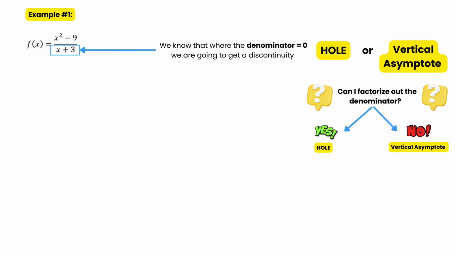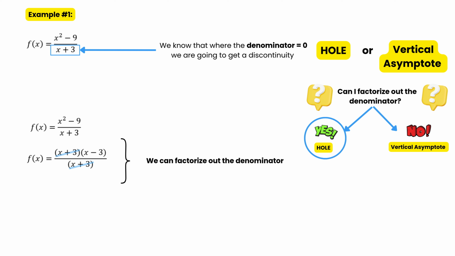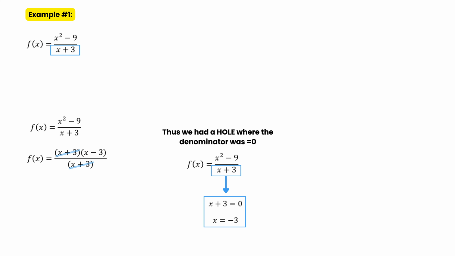So let's factor the function. When we do, we see that we can cancel out the denominator, which means this discontinuity is a hole, and it happens where the function has an x value of -3. So wherever the graph of the function lies, we now know that at x equals -3, there will be a hole, because when x has a value of -3, the denominator becomes 0, and that's exactly what causes the function to break at that point.